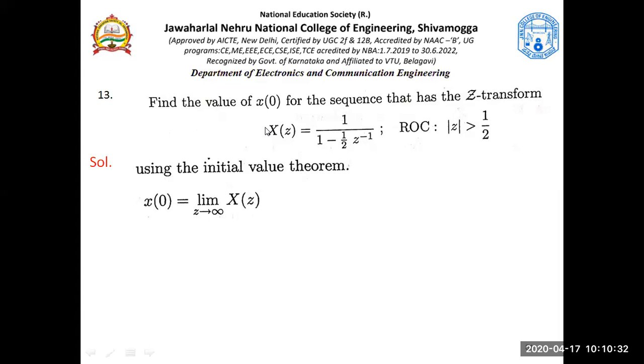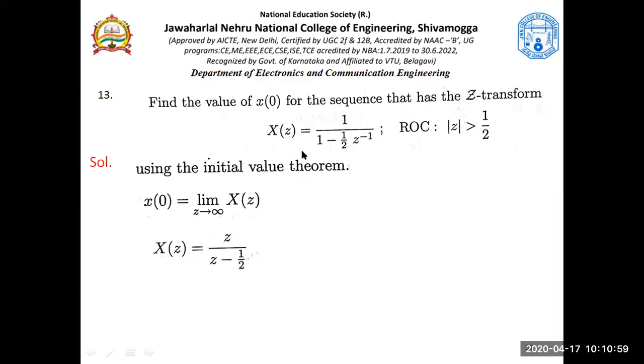Now, here X of z is given, but that X of z is in terms of z inverse. Get that point? That X of z is in terms of z inverse, so this needs to be expressed in terms of z. So how to do that? Take z inverse as 1 by z, take the LCM. So it would be z minus half divided by z. So that z goes to the numerator. So it would become z by z minus half for X of z.